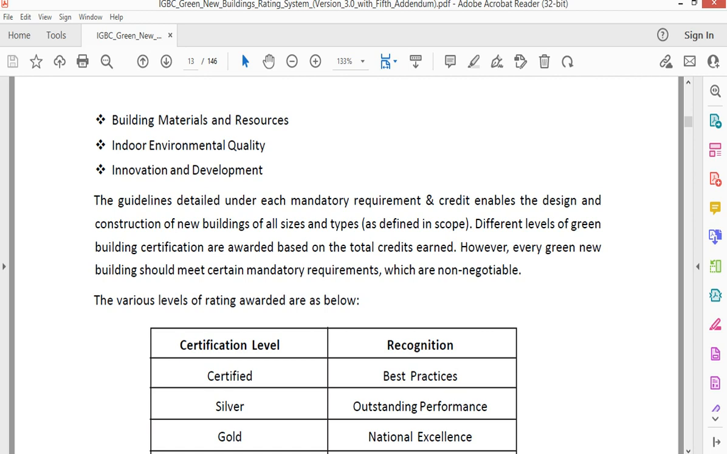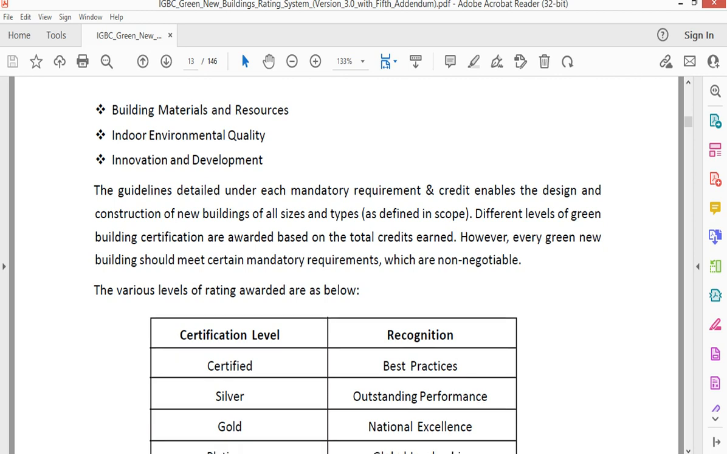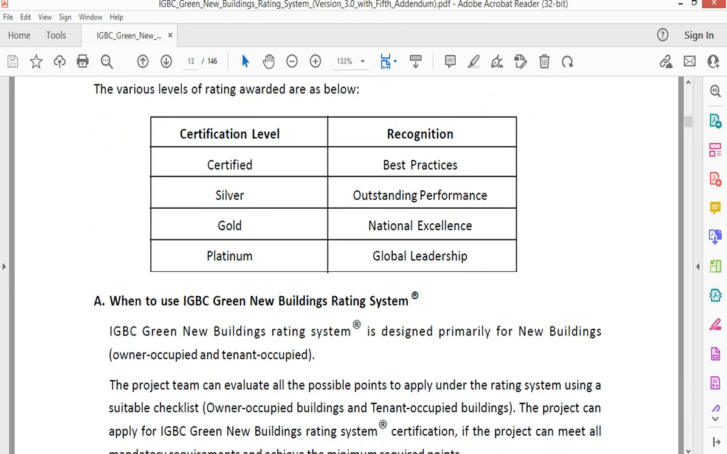So the various levels of the rating are shown in this box. So there are, as I said, 4 types, which are the IGBC Certified rated buildings, IGBC Silver rated buildings, IGBC Gold rated buildings, and IGBC Platinum rated buildings.